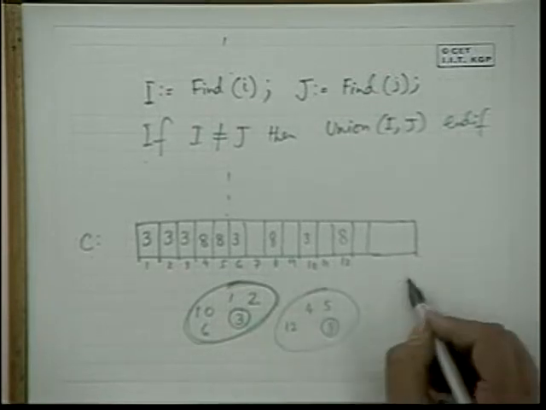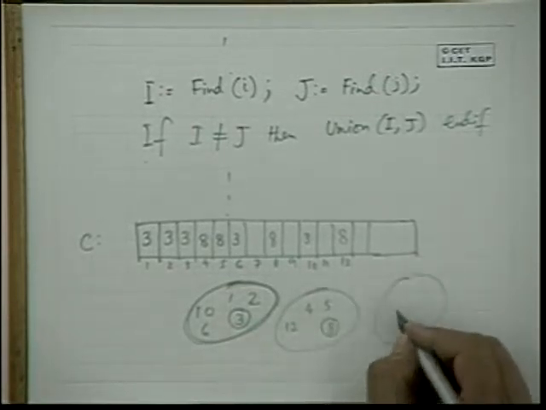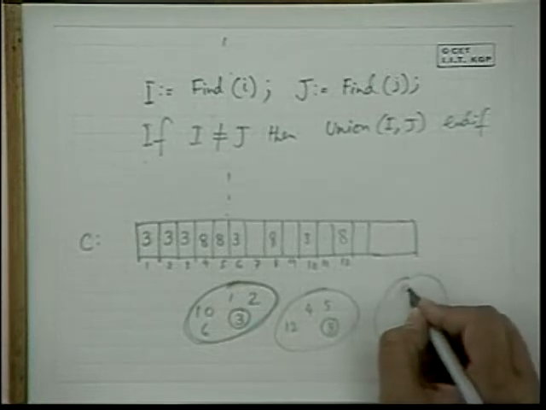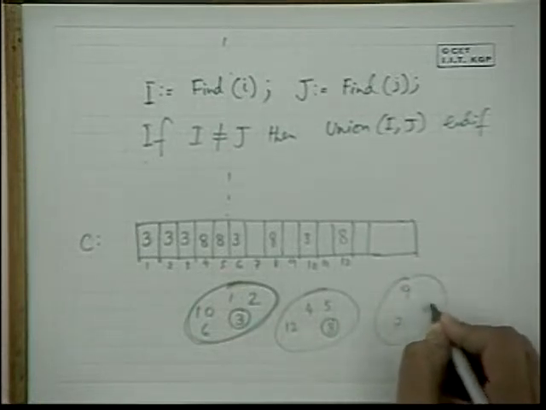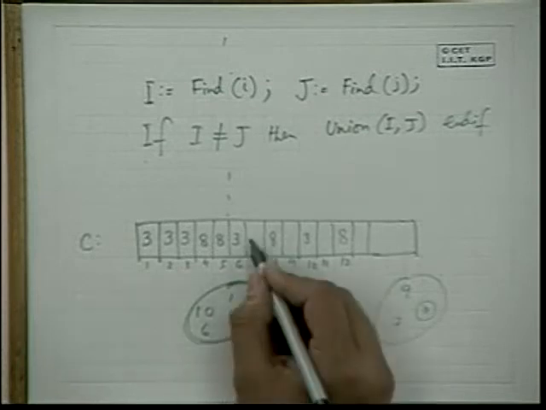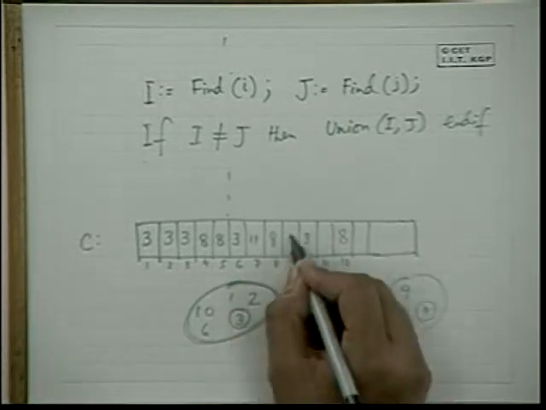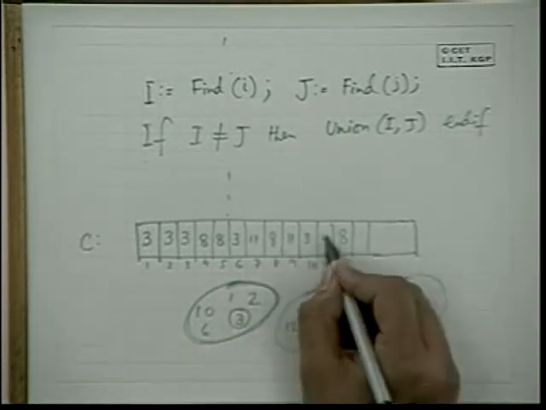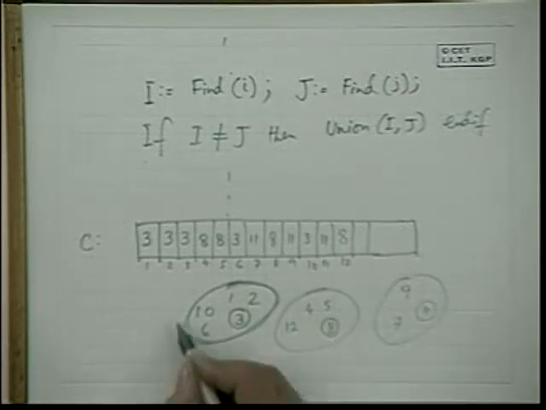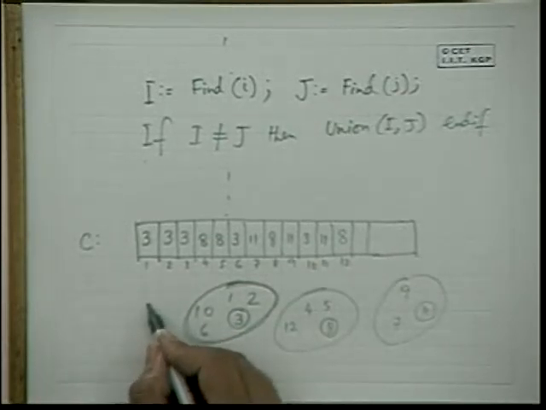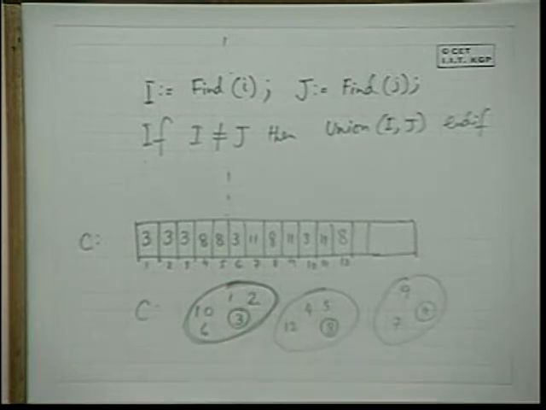And suppose we have another set. Say we have 9, 7, say 11. And 11 is the representation. So 7 will have 11, 9 will have 11, 11 itself 11. So suppose we have, this is the system C. There are 3 sets, subsets, which are all disjoint.